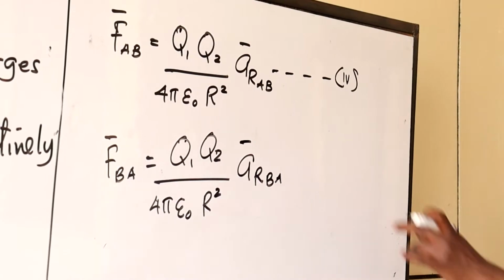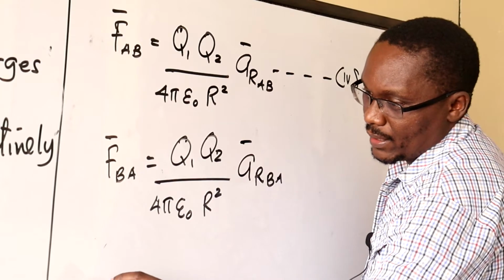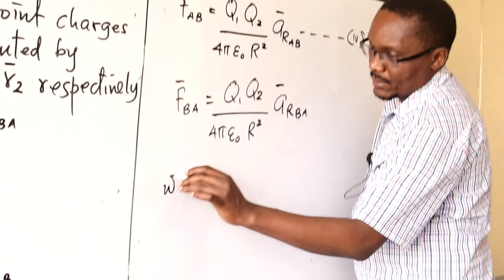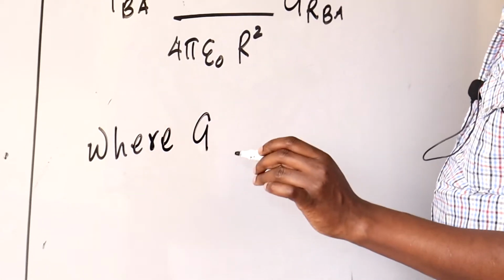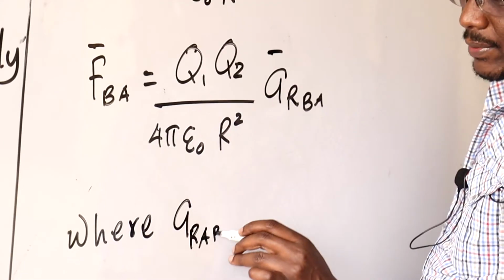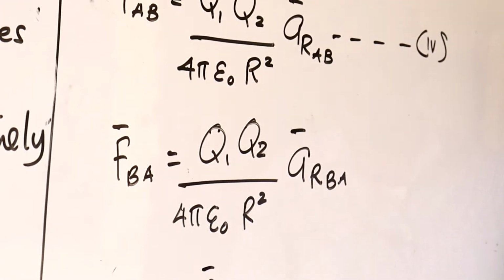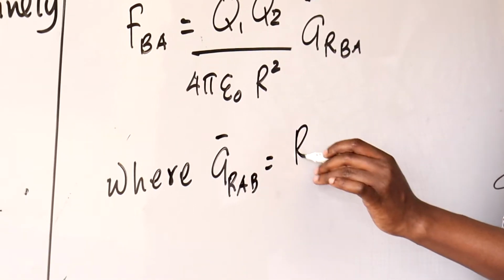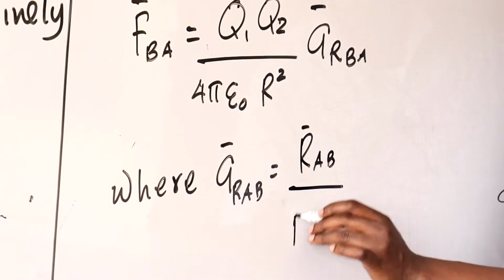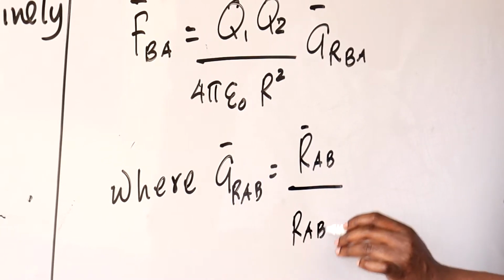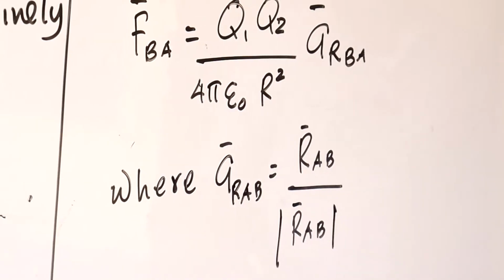Now, our point of interest is the two unit vectors. So we can say where a_R_AB bar, remember our unit vector when we started doing our vector analysis, can be represented as R_AB bar all over the magnitude of R_AB bar.